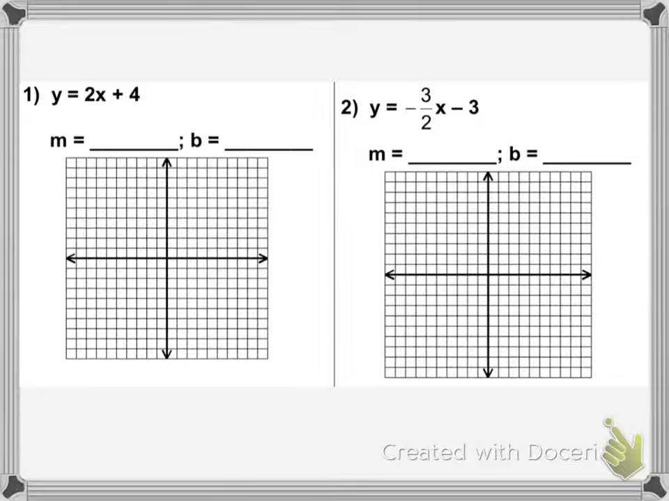So in these examples, we are going to first identify our m and our b. Remember, the form is y equals mx plus b. If you don't know this by heart now, you will. So m is in front of the x. b is the number that's added or subtracted at the end. If it's subtracted, that b would be negative. So pay really close attention to signs.